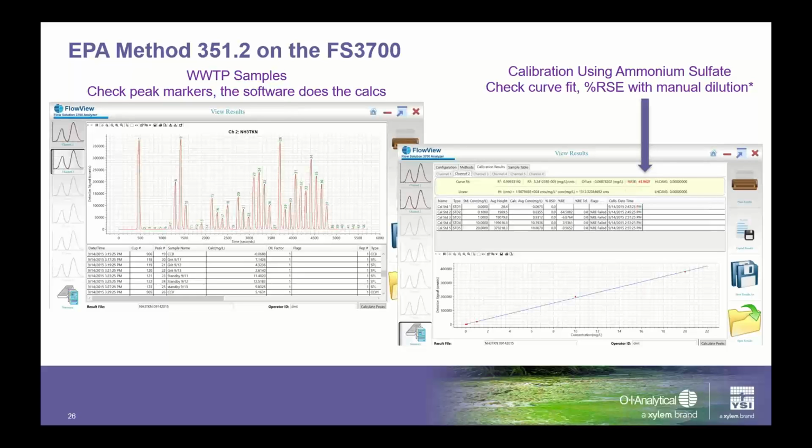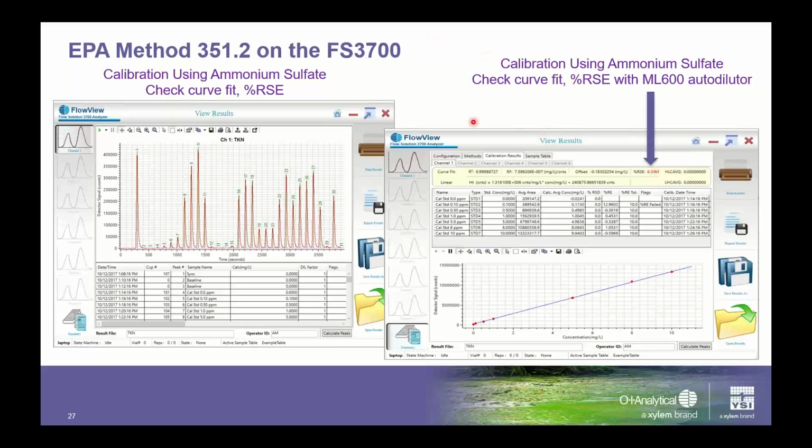I want to show you by comparison, if you do the same thing using the auto diluter that I had mentioned previously, now you're dealing with more like a 6.5% relative standard error. So this gives you an example of how that auto diluter really helps you get very good results. And we see this really across all of our methods. When we use the auto diluter, we generally see far less variability from one calibration to the next.